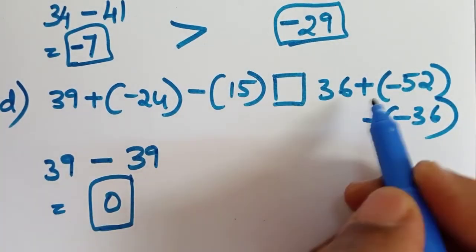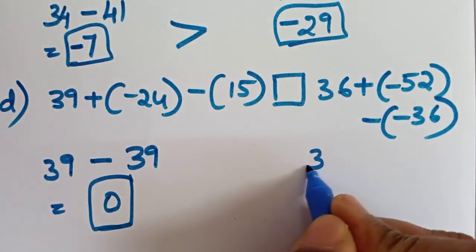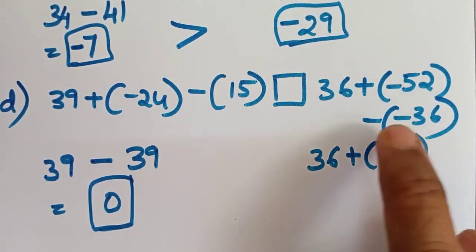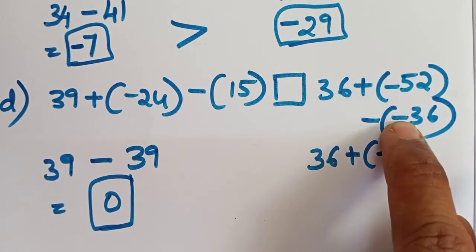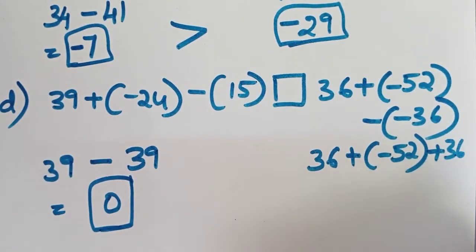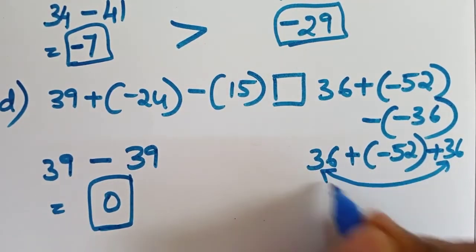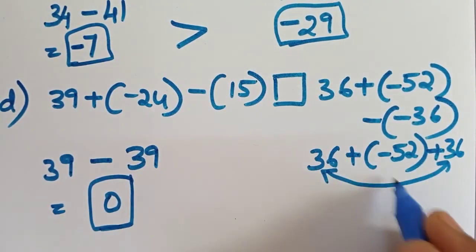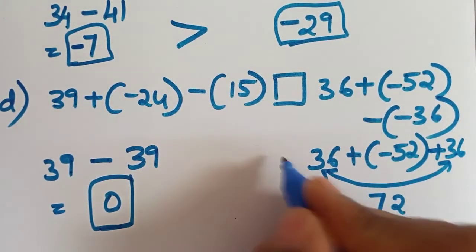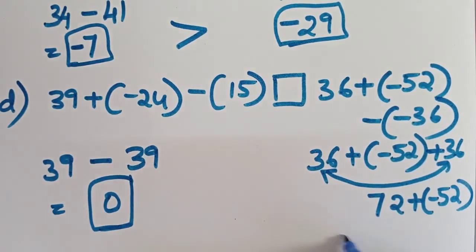This side let us see. 36 is positive. 36 plus of minus 52. But what is the last one? Minus of minus. I will always tell you minus of minus will be plus 36. So 36 and 36. These both are positive. So we should add them both. What will I get? 6 plus 6, 12, 6 and 7. So 72 I will get, plus minus 52 will be here.